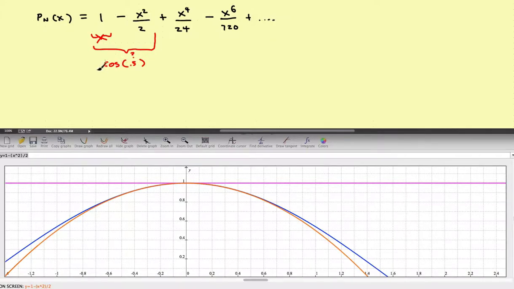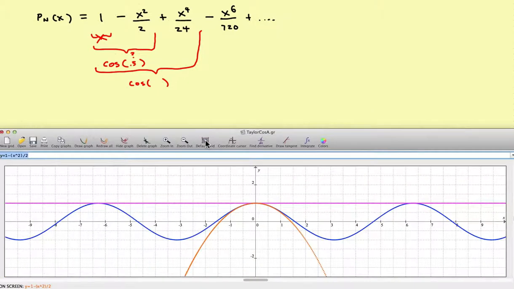So the next question is this: what happens if you added another term? So let's add an x to the 4th term. Now the question is, how far out can you go and get a fairly accurate answer here? Well, let's take a look at our graph. Again, we'll go back to here, and I'll put the 4th order one up.